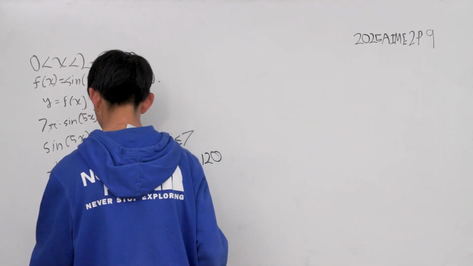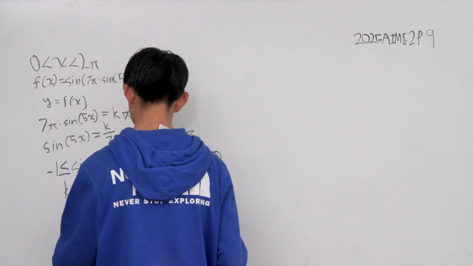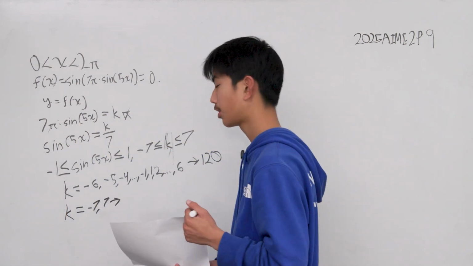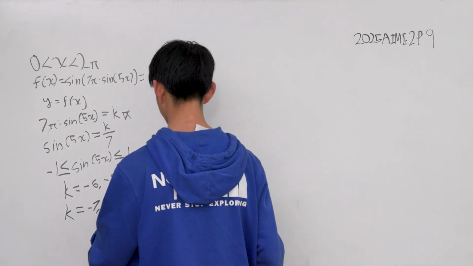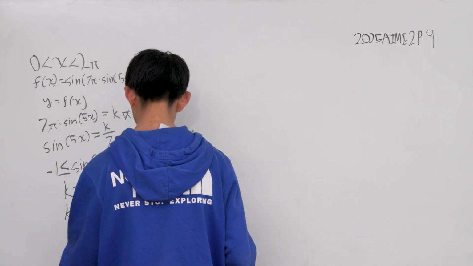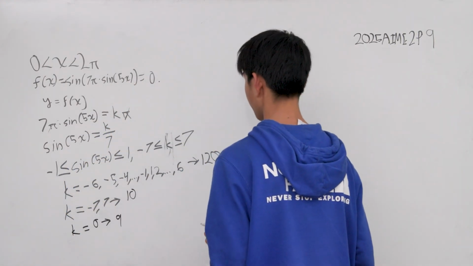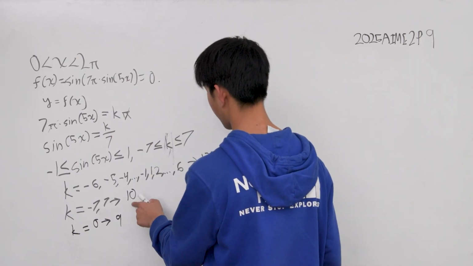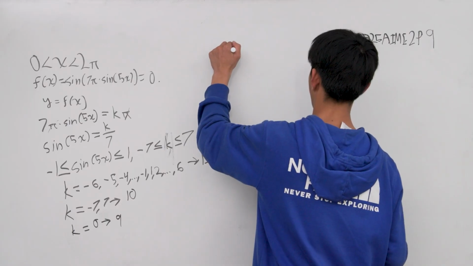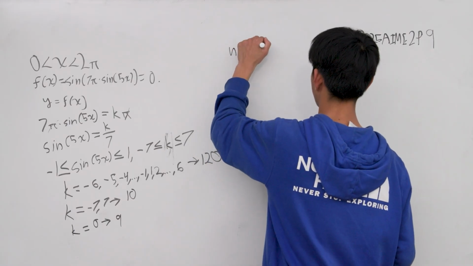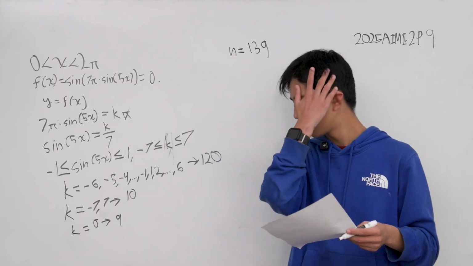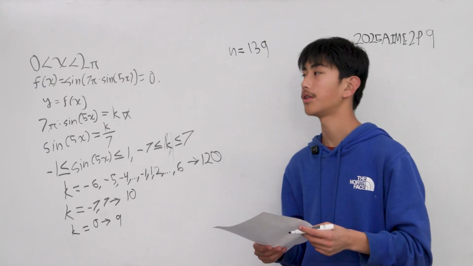We have the extremes, k is negative 7 and 7. Each of these has 5 solutions each, so 2 times 5 is 10. And k equals 0 yields 9 solutions. Altogether, 120 plus 10 plus 9 is 139. Therefore, n equals 139. However, there are some values that do not satisfy this.